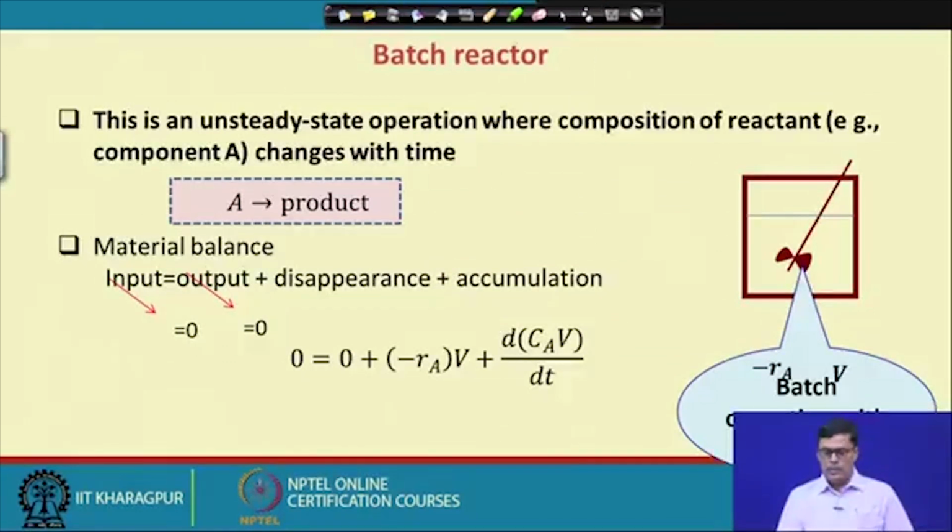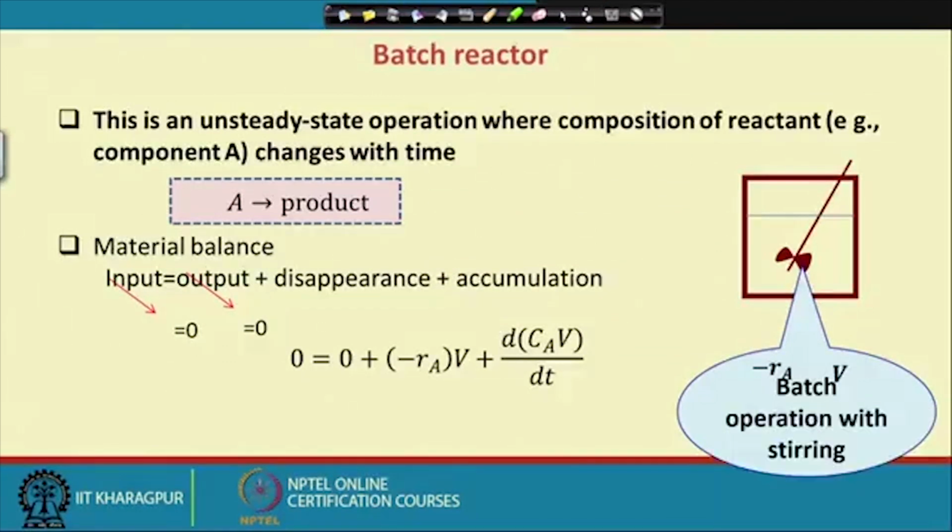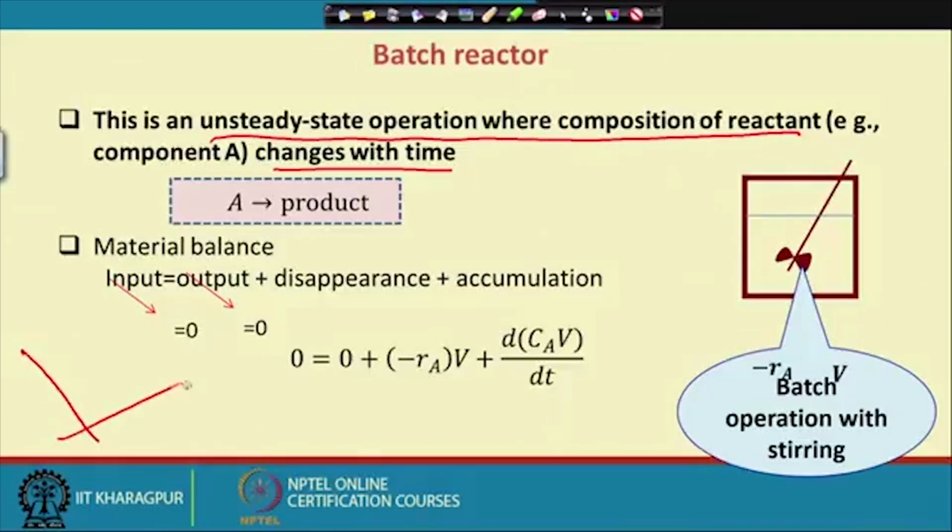Now first let me consider the batch reactor. In the batch reactor, we want to apply this same formula. Now what is a batch reactor? A batch reactor is considered an unsteady state operation, where the composition of the reactant keeps on changing with respect to time. Suppose there is a reaction A to product, am I right? So I can write Ca with respect to time. It keeps on decreasing with respect to time. So at different times you have different Ca values.